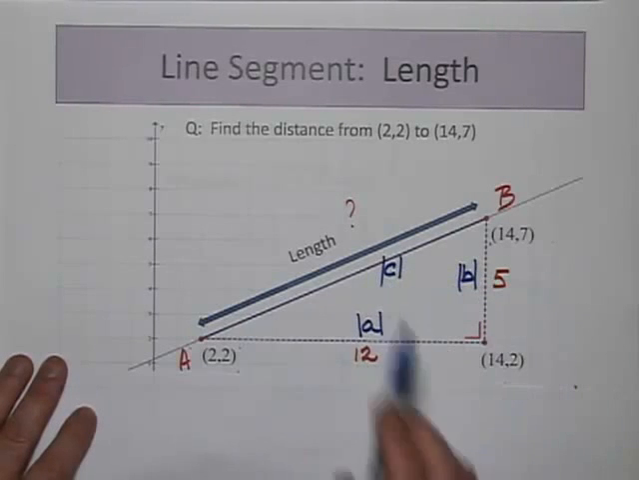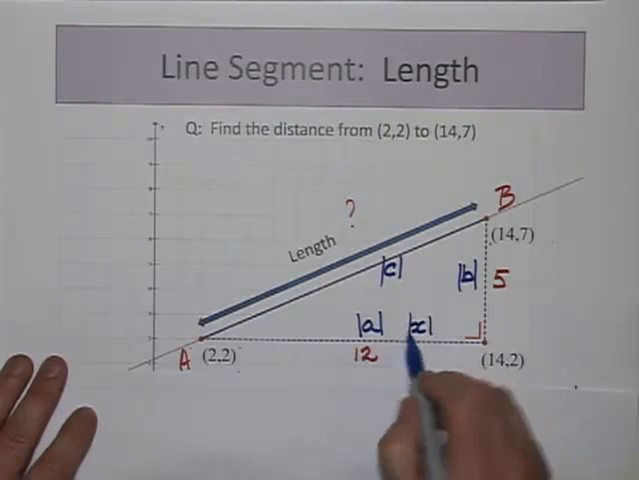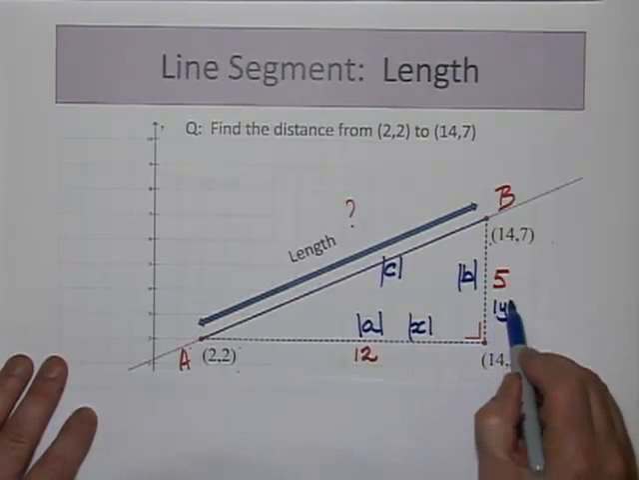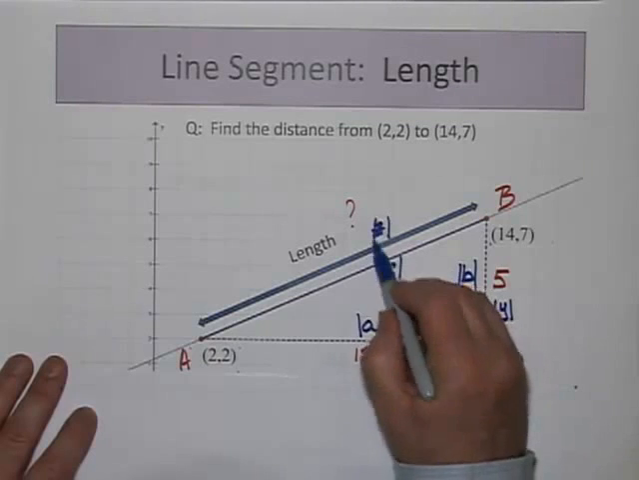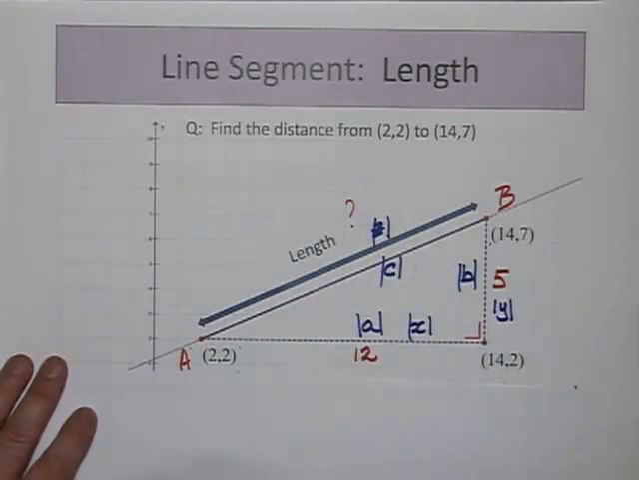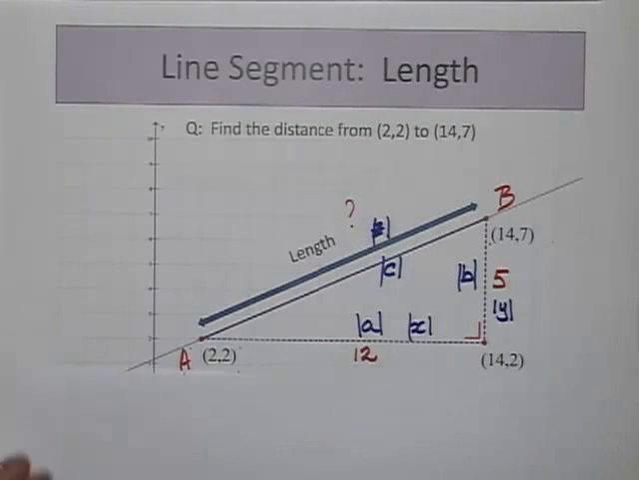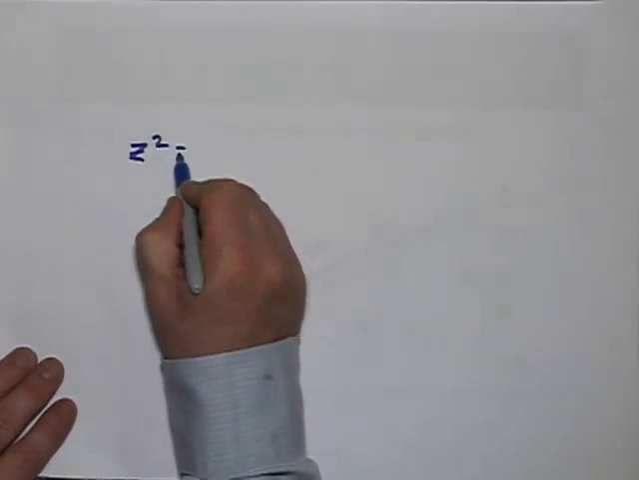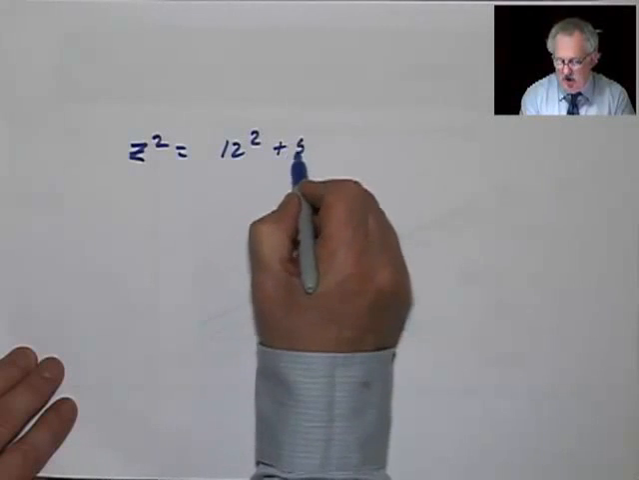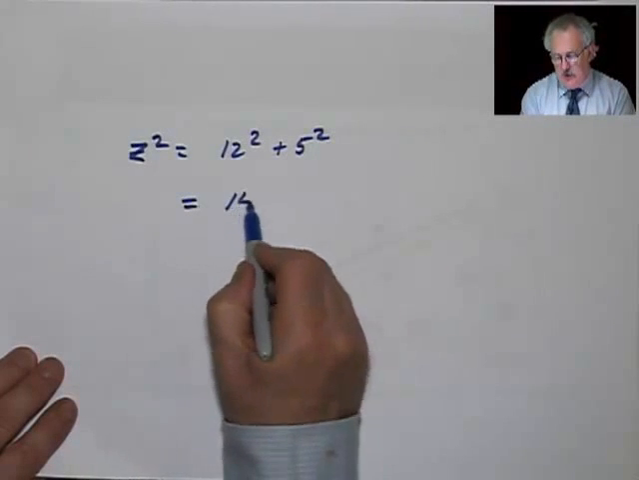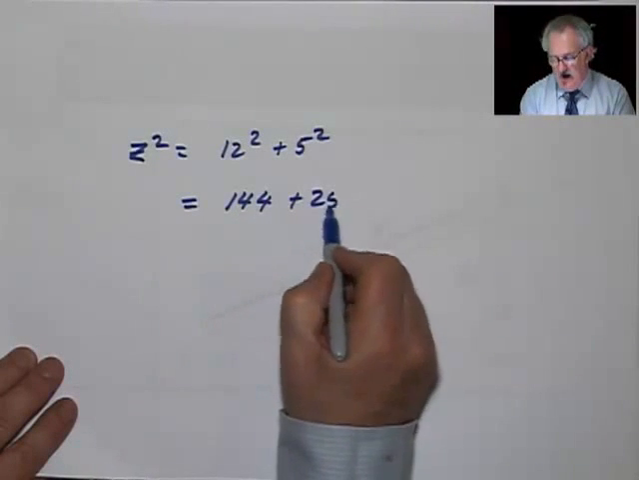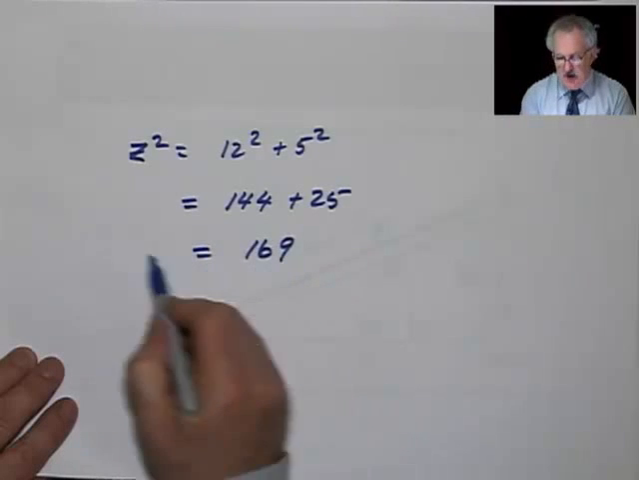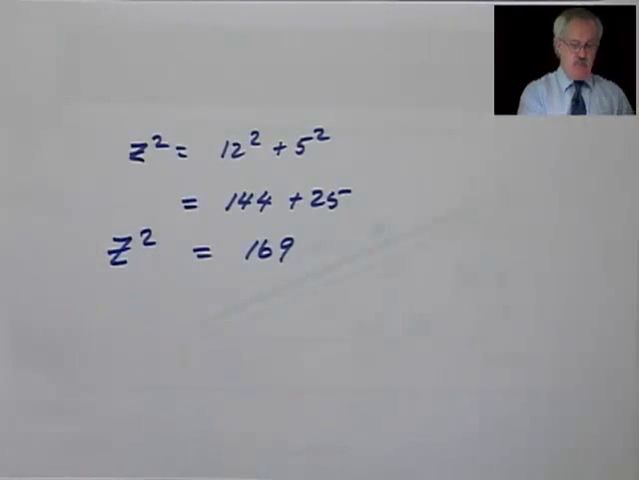Or if this was X, Y, or Z, or whatever you wish to call it. We might call that X because we might like it on the X-axis. We might call this one Y. We might call this one Z because it's not quite on either of the two axes. So what would that mean? It would mean that the hypotenuse Z squared is equal to 12 squared plus 5 squared. 12 squared is 144, 5 squared is 25, giving a total of 169, that being Z squared.